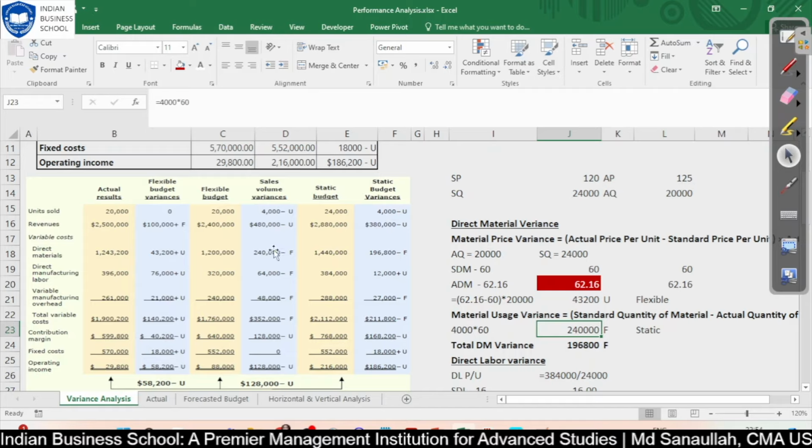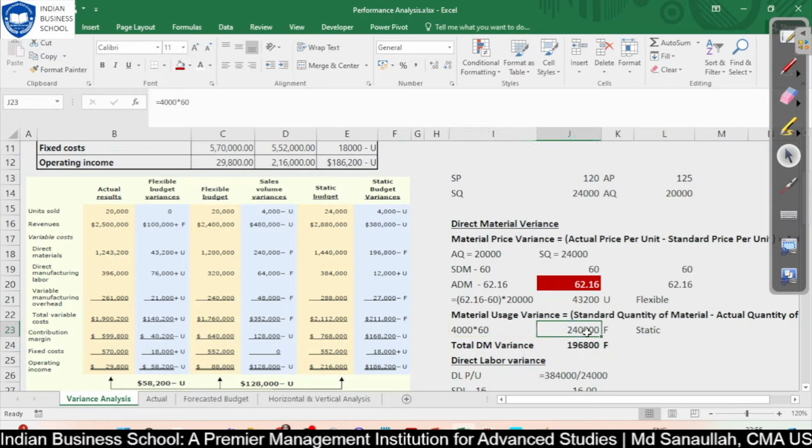Okay, this is actually favorable. Why is it favorable? It is favorable because the material we planned to use, we have not used that much. We have used a lesser material quantity. So we targeted to use 1,440,000, or we can say around 1.4 million, but we have used 12.4 lakh, or 1.24 million. Okay, so that is why this is favorable.